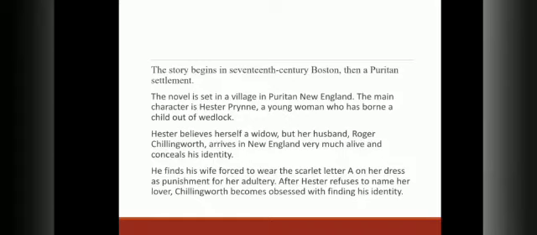And Chillingworth attaches himself to the ailing minister and moves to his cottage and lives with him and takes care of him round the clock. And he wants to find out what is the connection between Arthur Dimmesdale and Hester Prynne.